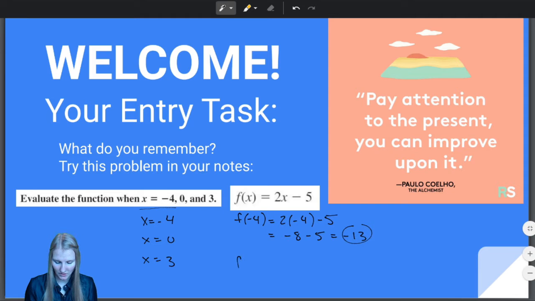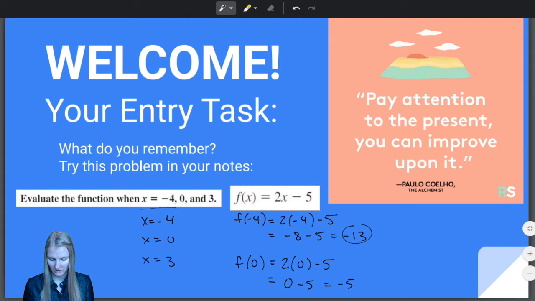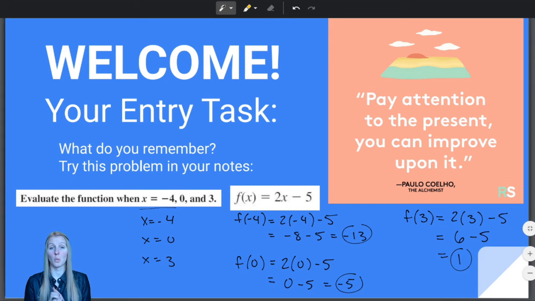All right, next we'll look at f of 0. That's 2 times 0 minus 5. 2 times 0 is 0. And 0 minus 5 is -5. Okay, last, we want f of 3. So we have 2 times 3 minus 5. 2 times 3 is 6. And 6 minus 5 is 1.